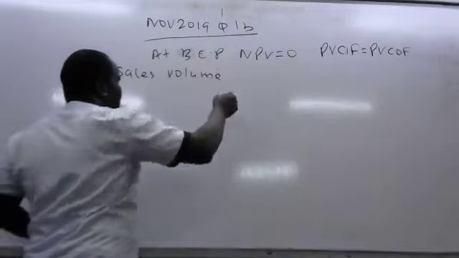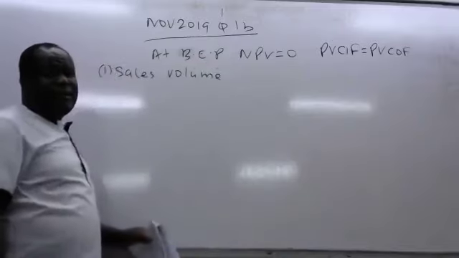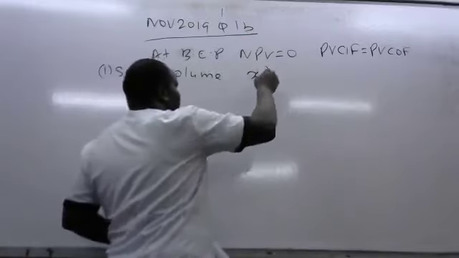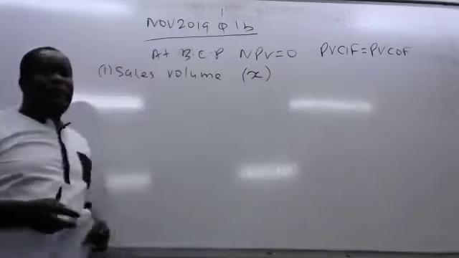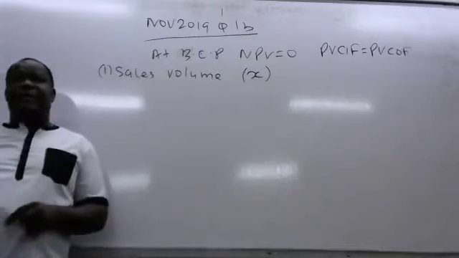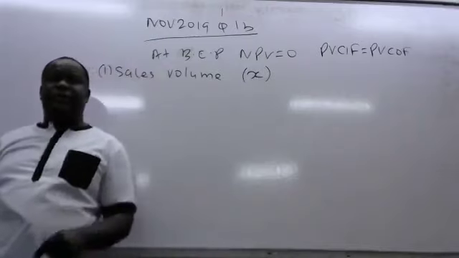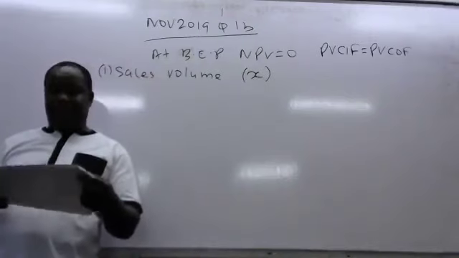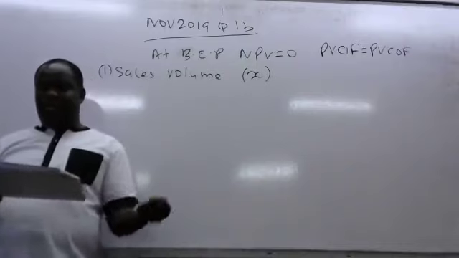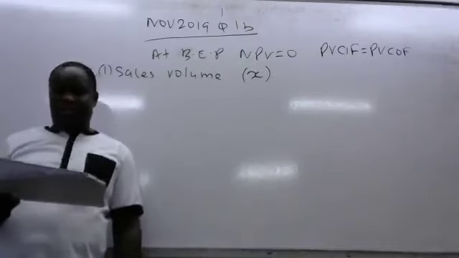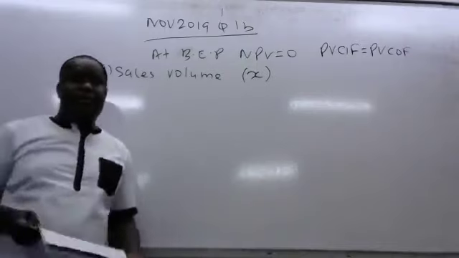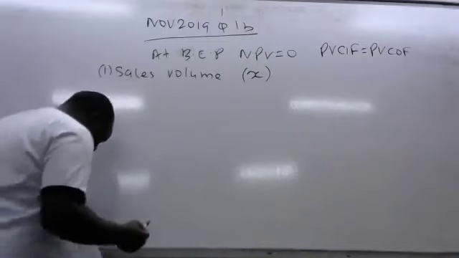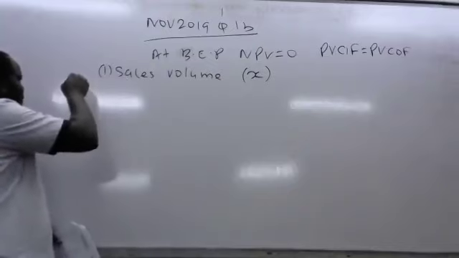So when we are analyzing the sales volume, we make it X. We normally make that variable X. Then we make NPV to be 0. Then we work backwards so that we can get that figure. So in this question, there was no tax, which means no depreciation is required.